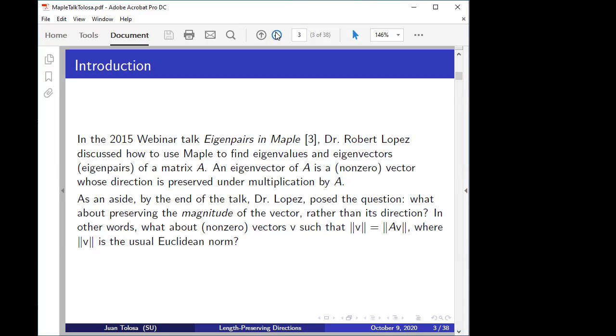For an eigenvector, the matrix preserves the direction, but not necessarily the magnitude, the norm of the vector. What about the dual question? What about vectors for which the norm is preserved, but not necessarily the direction?